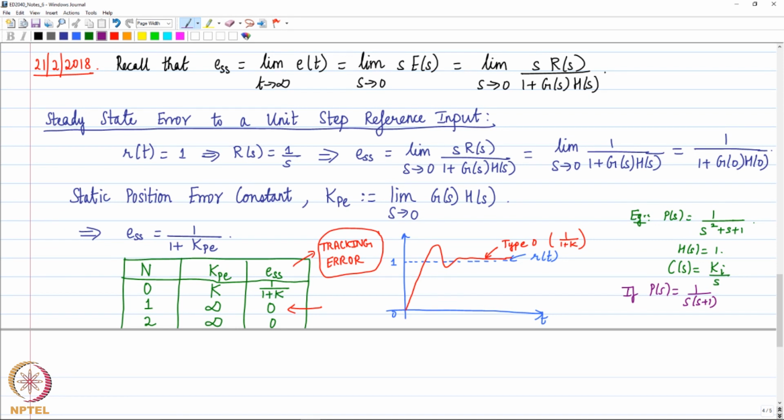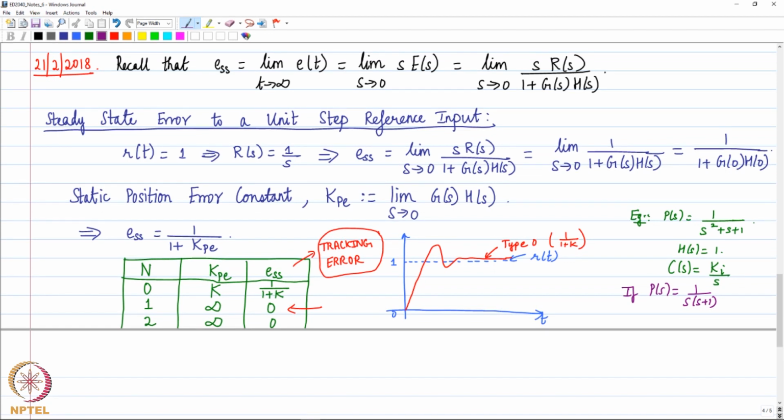Okay, that can come from the plant, or it can come from the controller. So if the plant already has a 1/s term, I don't need to use integral control, but if it does not, I need to use integral control. Now you understand why people say that integral control can drive the steady state error to 0.